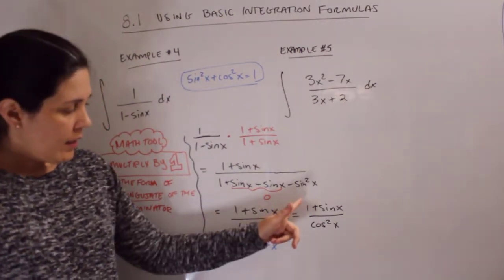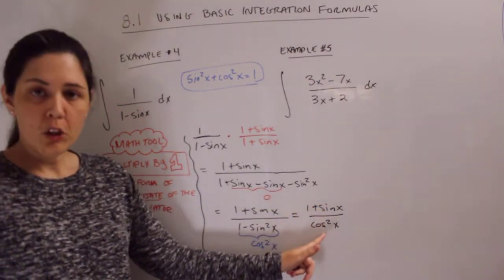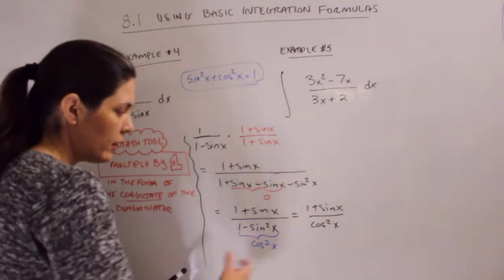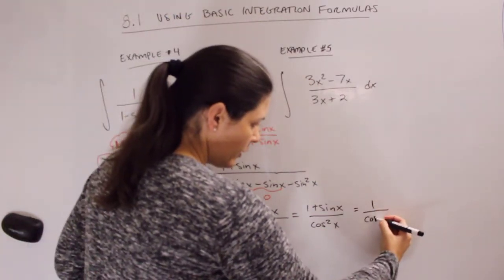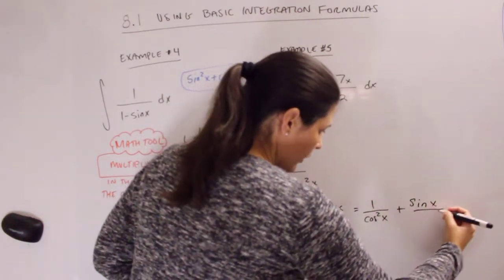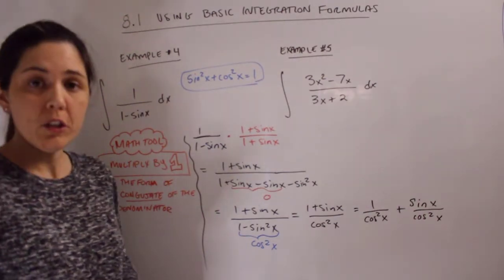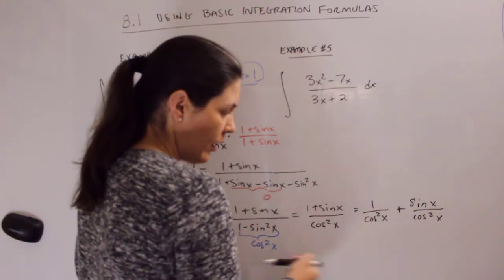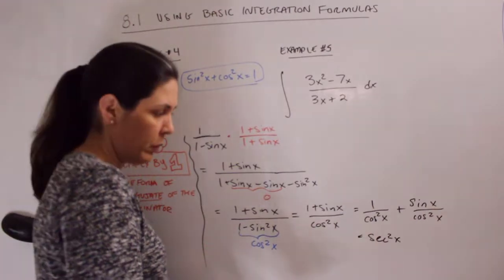Here's why. You have a fraction with 2 terms in the numerator and a single term in the denominator. You can just split up this fraction. So from here, we would just say 1 over cosine squared x plus sine x over cosine squared x. And this is pretty much way easier to do at this point. From here, you just have secant squared x, which we can integrate pretty easily.